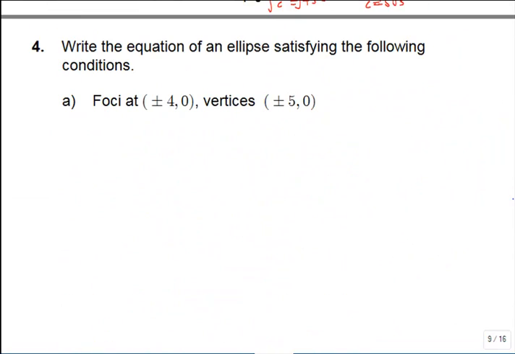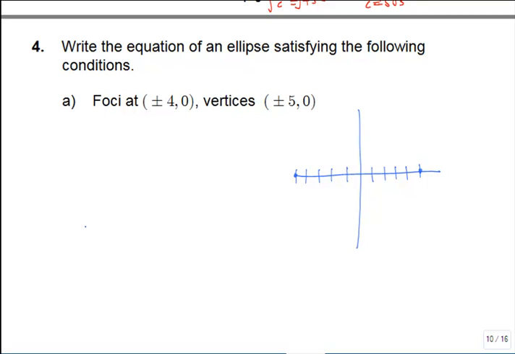There we go. So we want our ellipse to have foci at plus or minus 4, 0, and vertices at plus or minus 5, 0. So let's draw a picture of this so we can visualize. Our vertices are at plus or minus 5, 0, so that's on the x-axis. And remember, your vertices are a major axis.